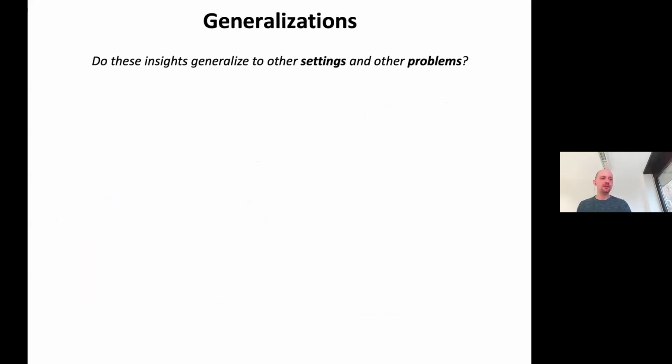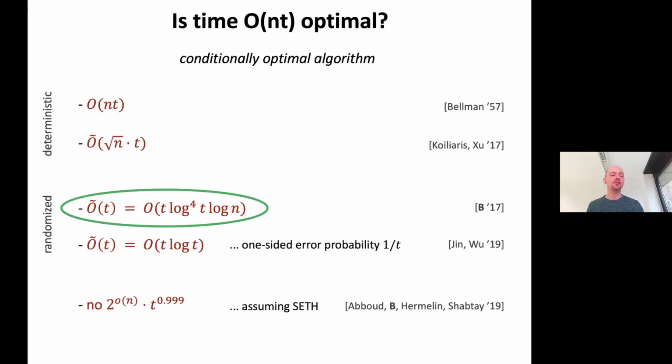So this gives us this conditionally optimal algorithm, right? You need time near linear in T. You cannot shave off T to the epsilon. You can also not shave off n to the epsilon.